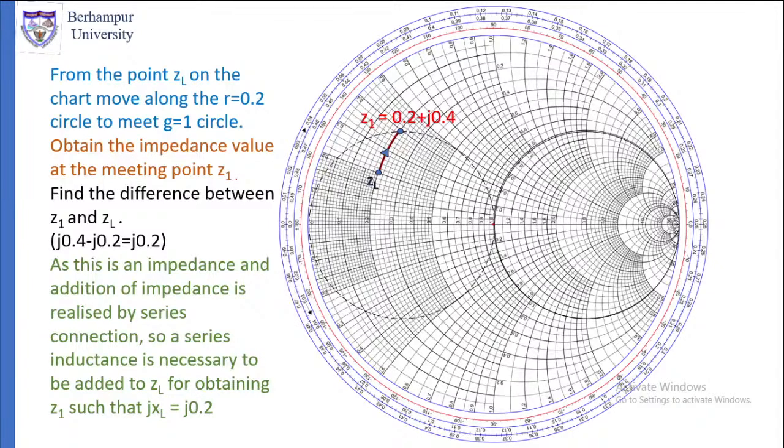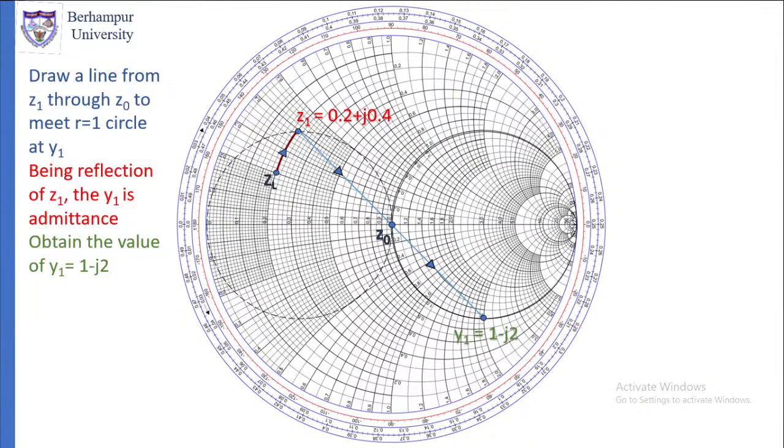This means a series inductance is necessary to be added to ZL for obtaining Z1, such that jXL is equal to j0.2. So this is what we require: a series inductance. After ZL, we have to have a series inductance with ZL. Remember this, the series inductance with ZL is necessary.